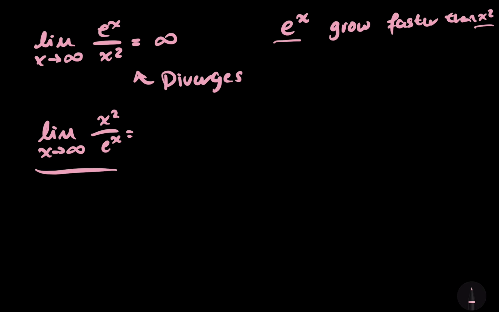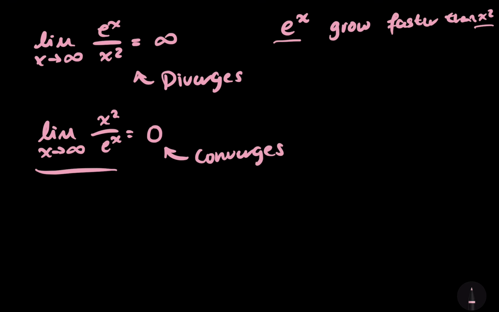I mean, if you want to think about it, 100,000 squared is going to be less than e to the 100,000th power, right? So essentially over here, we could say that e to the x is going to grow significantly larger, so as x approaches infinity, this thing is going to converge to 0. So this thing right over here converges.